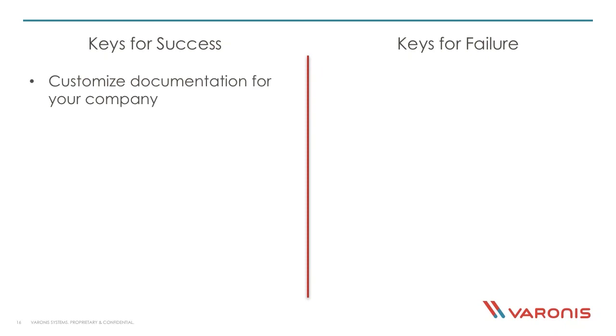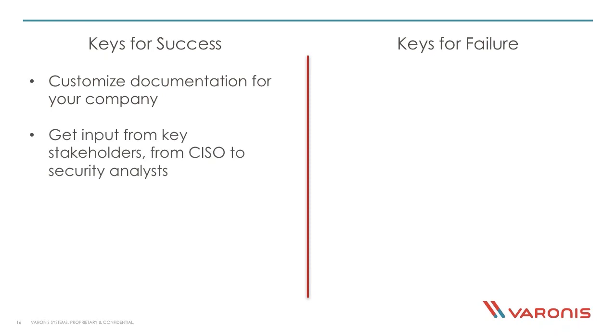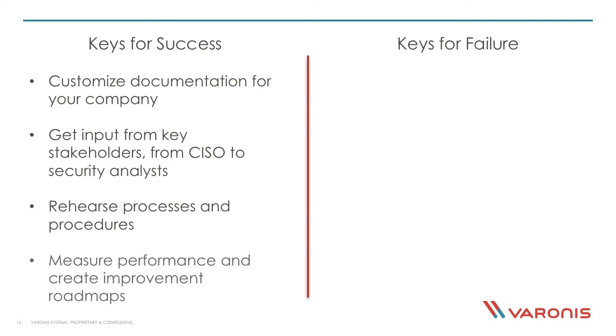Forget about using default templates. Each company is different from each other. The second key for success is getting input from key stakeholders, meaning from the CISO to the security analysts. The third key for success is rehearsing the process and procedures until your team is comfortable with them. It is also important to observe the team during the rehearsal, so you can identify gaps and propose improvements. And the last key for success is measuring the team performance and creating a high-level improvement roadmap, so you can always be improving.